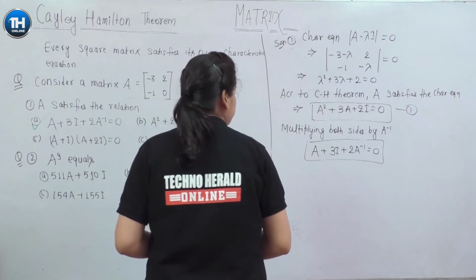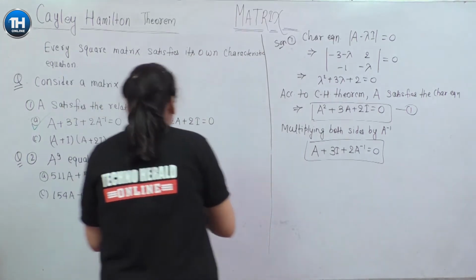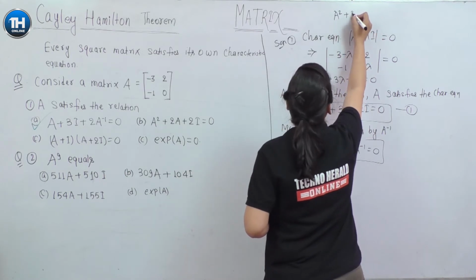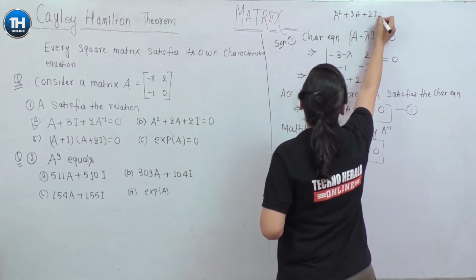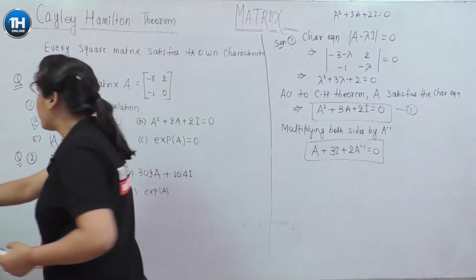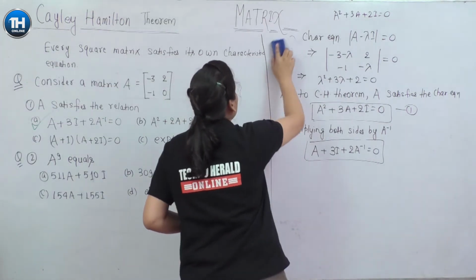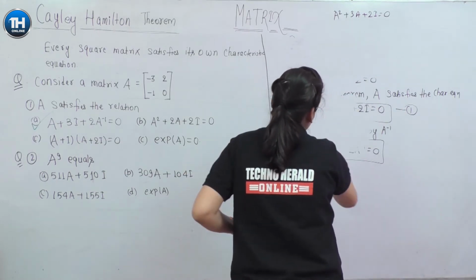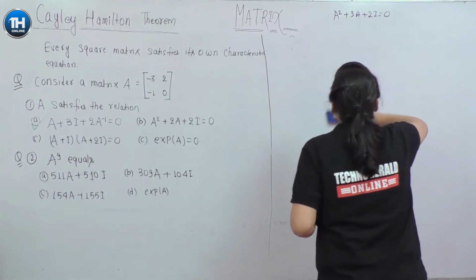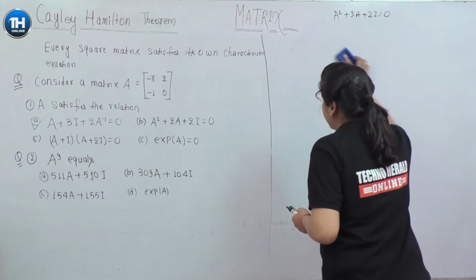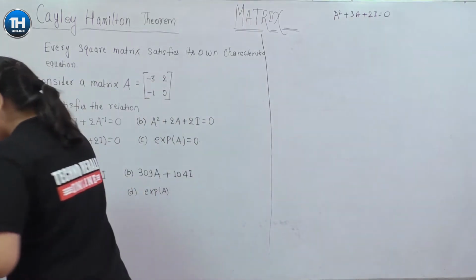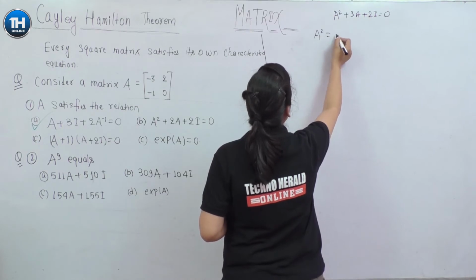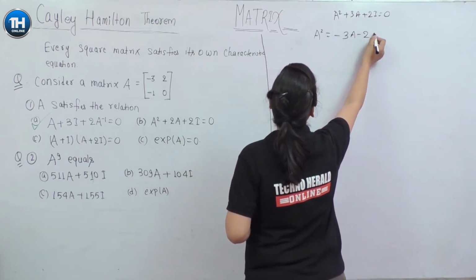So A to the power 9, what is our characteristic equation? Let us write it here: A square plus 3A plus 2I is equal to 0. We will use this to find A to the power 9. So what do you need to find A to the power 9? Let us do it step by step. We will reach A to the power 9. So from here, A square is equal to what? Minus 3A minus 2I.